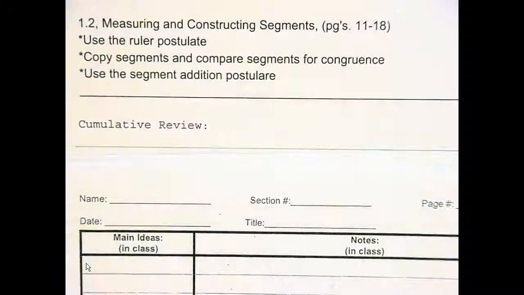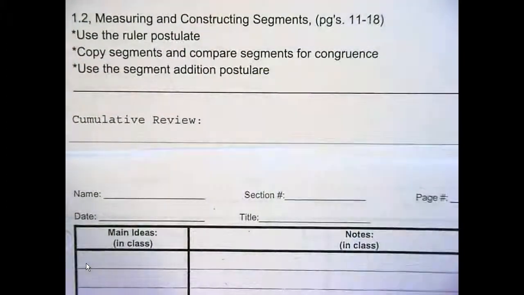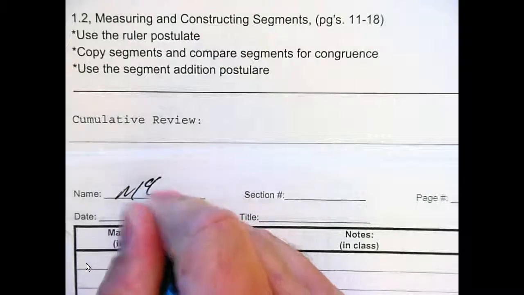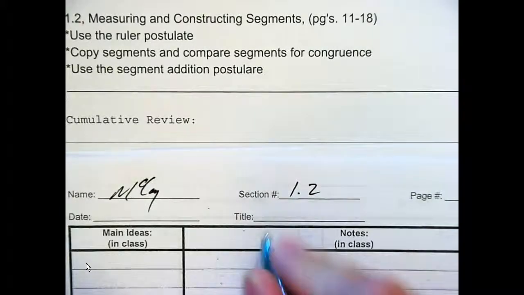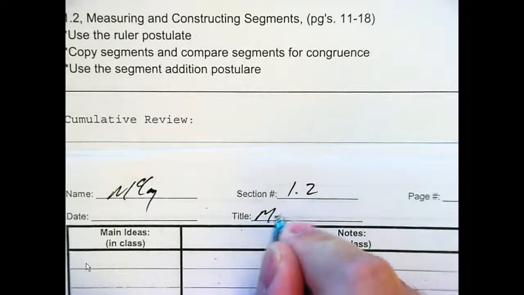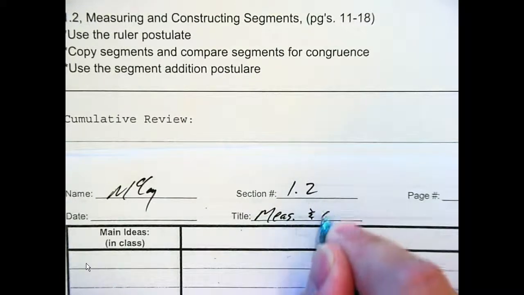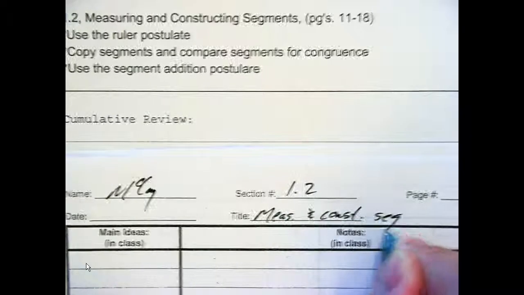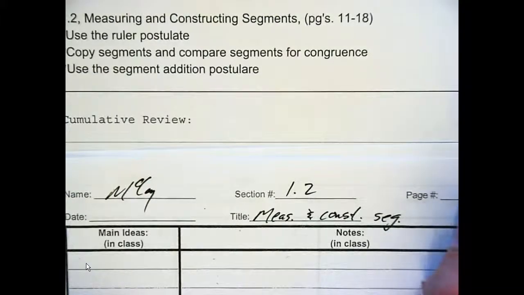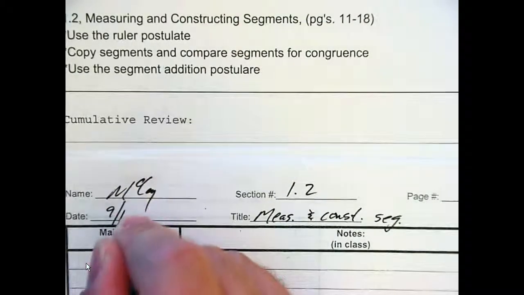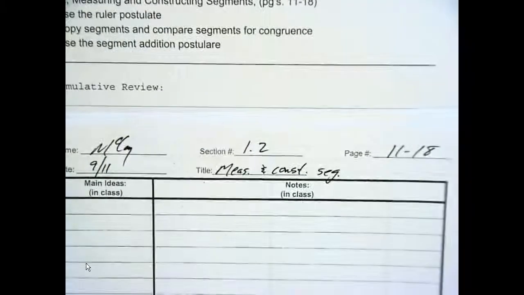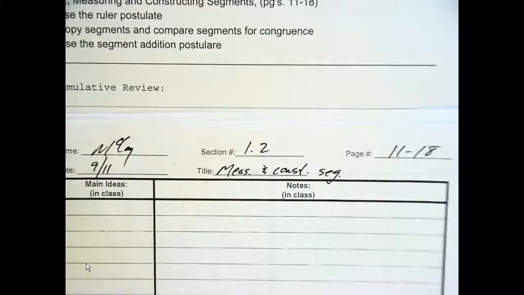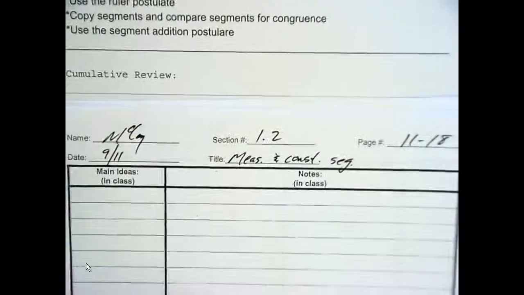But we know we fill out our name, obviously you know that. Section number, so McCoy. Section number is 1.2. What's our title? Good. Measuring and constructing segments. Pages 11 through 18, and today's date, 9/11. Okay. Good deal? Let's explain how we use this note page here. Actually, we'll explain how to use that here in a minute.